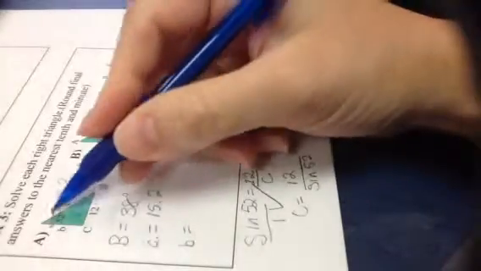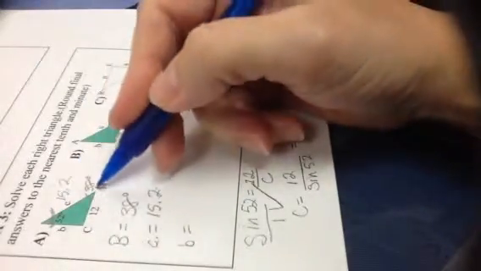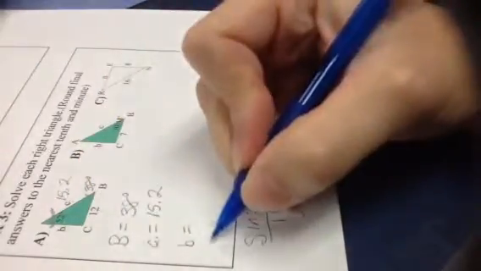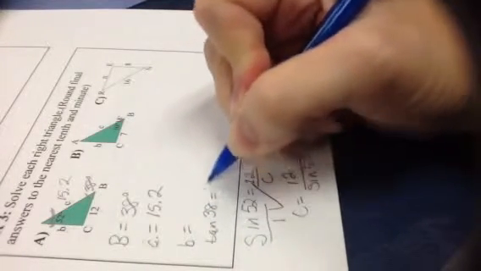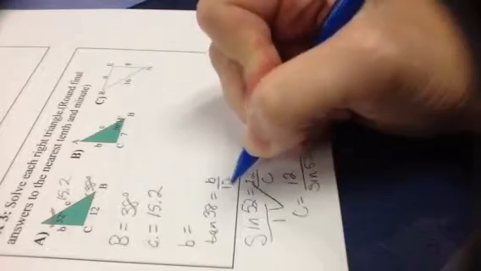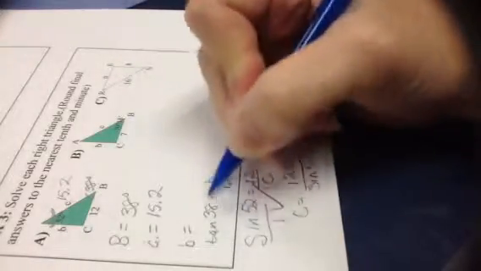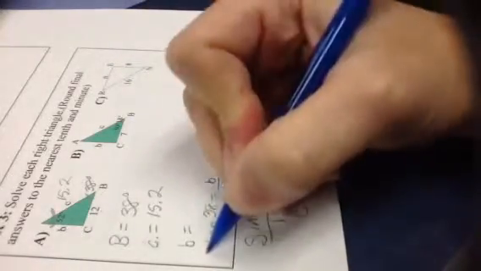Now to get b, I have opposite and adjacent, so I could do it this way. I could do tangent of 38 degrees equals the leg opposite over the leg adjacent. To solve this, I could multiply both sides by 12.